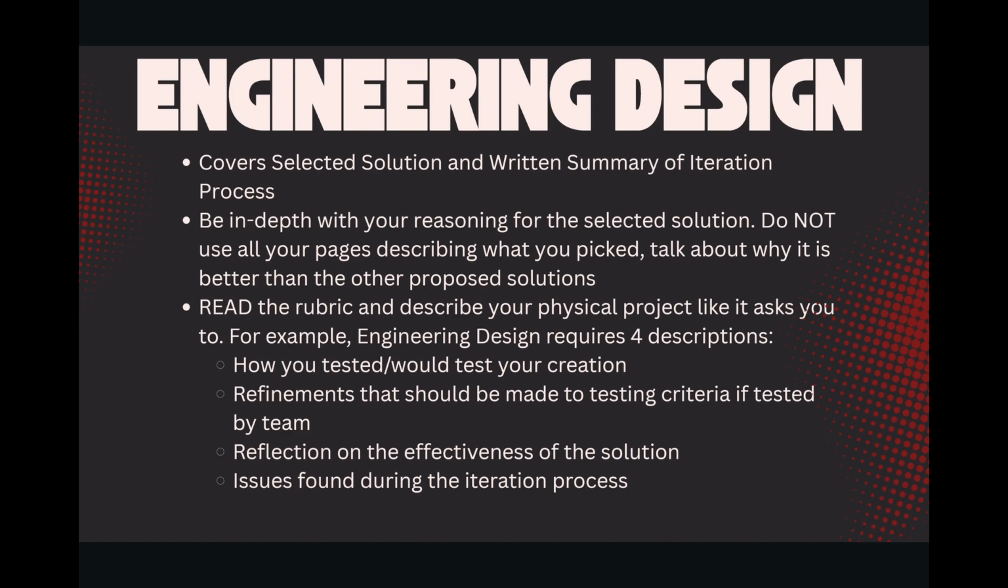So the main portion is the selected solution and the written summary of the iteration process. Both of these are worth double weightage, so they're both worth 20 points, which is a lot, especially in the TSA world, so make sure that they're good. So the first point is be in depth with your reasoning for the selected solution. Don't just use all the pages describing what you picked. Talk about why it's better than the other proposed solutions. So obviously at this point in time, you won't have the physical model when you're writing this, but you'll have the CAD done. Emphasize the reasoning, like, oh, this is more energy efficient, or this will do more in the future and has more production because of this, right?